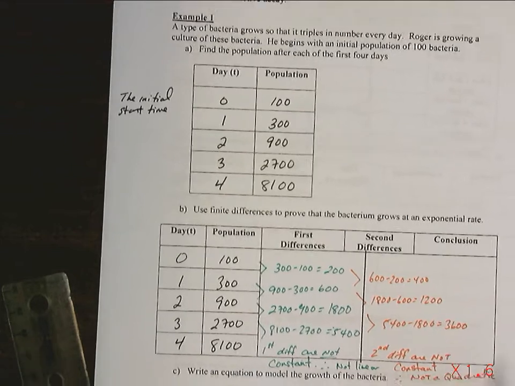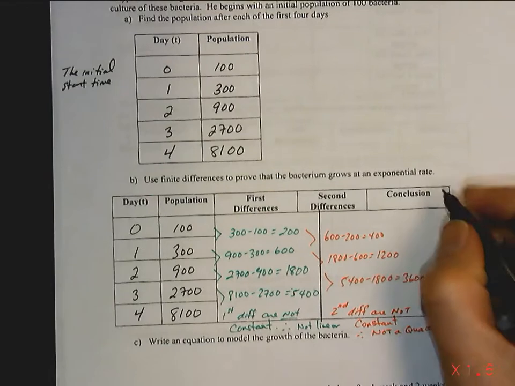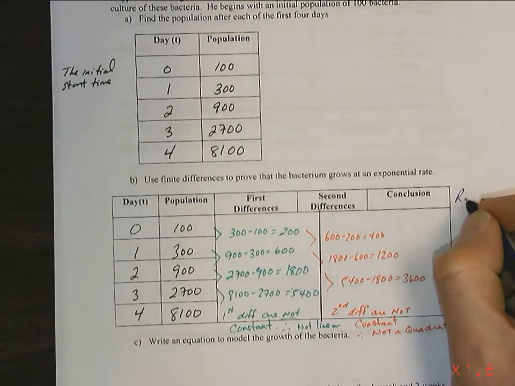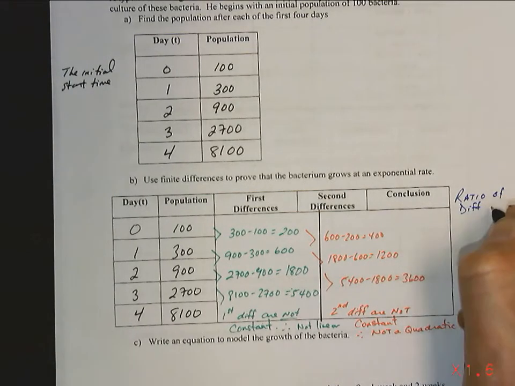So, our conclusion is that it's not linear and it's not quadratic. Unfortunately, that's a pretty lousy conclusion. I think we can do better than this if we know a little bit more. This function is not going to have first finite differences that are constant because it's not linear. It's not going to have second finite differences that are constant because it's not quadratic. But it does have something. It has what's called the ratio of the differences is constant.